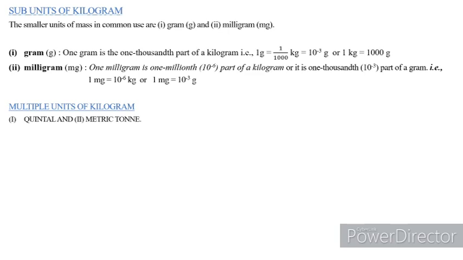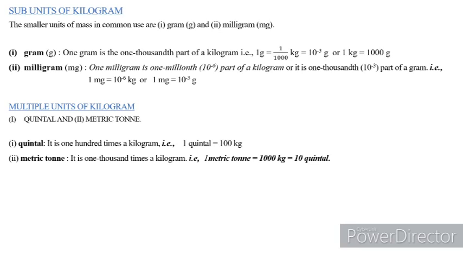Now, the higher weights of kilogram, what are they? We have two, quintal and metric ton. What is quintal? Quintal is 100 times kilogram, that is 1 quintal is equal to 100 kilogram. What is metric ton? Metric ton is 1000 times higher than the kilogram, that is 1 metric ton is equal to 1000 kg or 10 quintal.